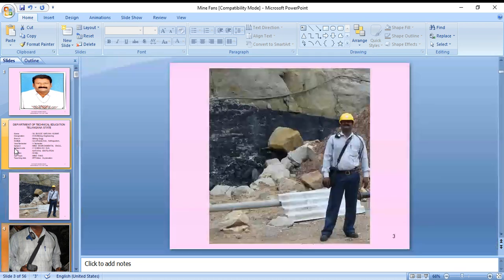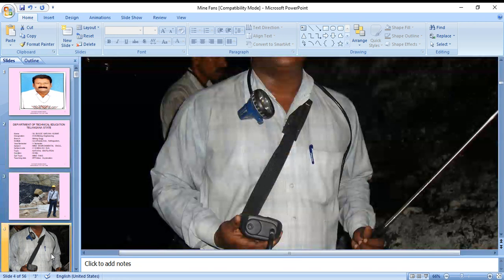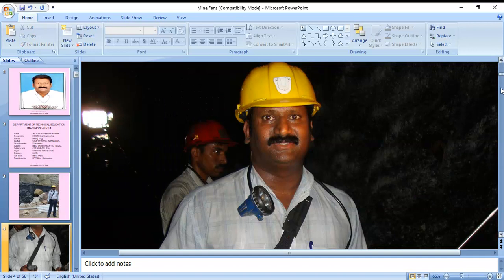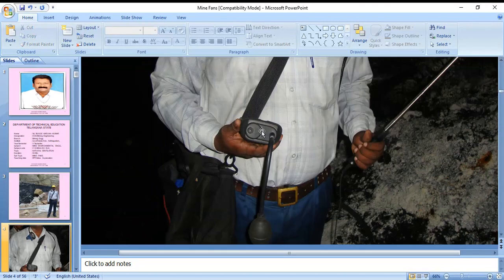This is surveying going on for the purpose of quantity surveying at the mines. This is a lithometer and also this is an extension lithometer. The squeezer.